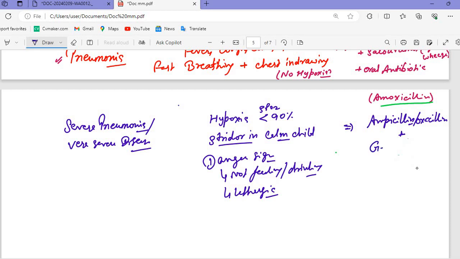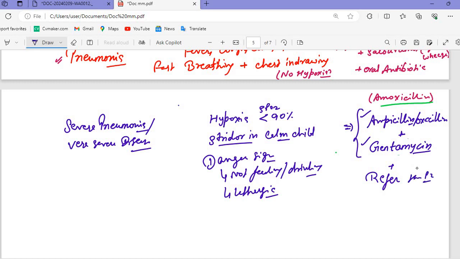Along with that, we need to give the aminoglycosides, that is gentamicin. And these are very important drugs for pediatric pneumonia. If the question mentions pediatric pneumonia and a child of around 9 or 10 years, we need to give oxacillin along with aminoglycosides like gentamicin. Along with that, we give the first line drugs and then refer the patient to the hospital.